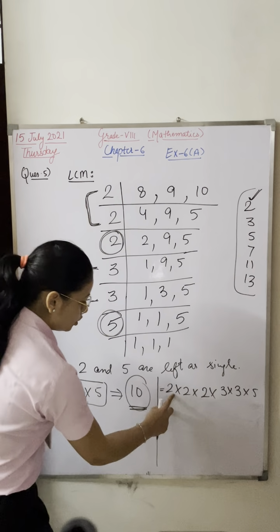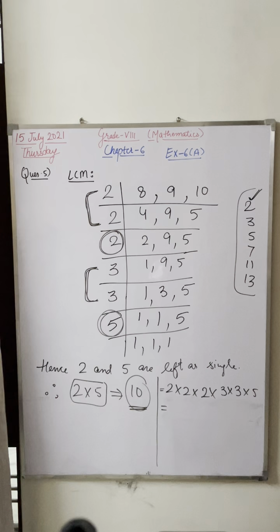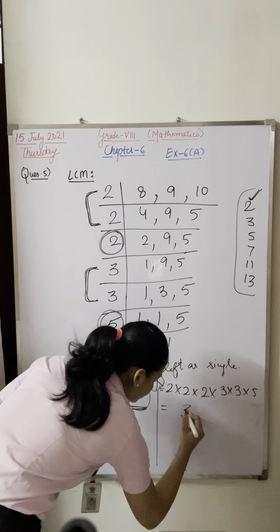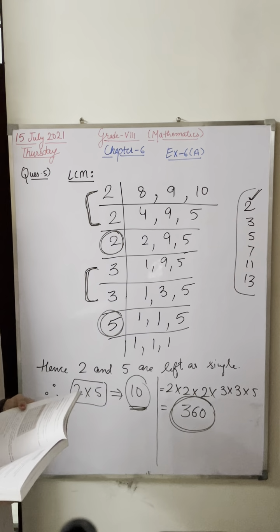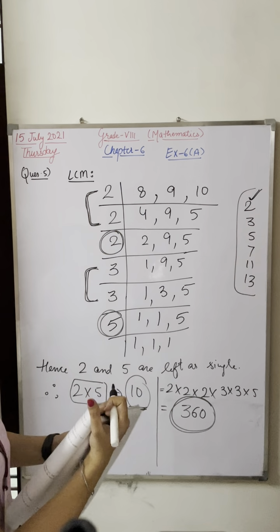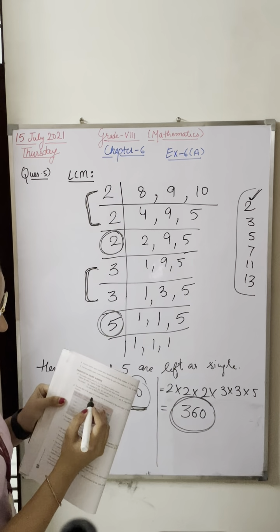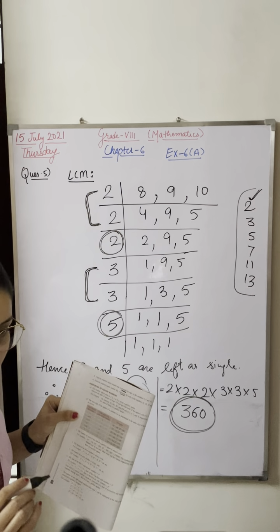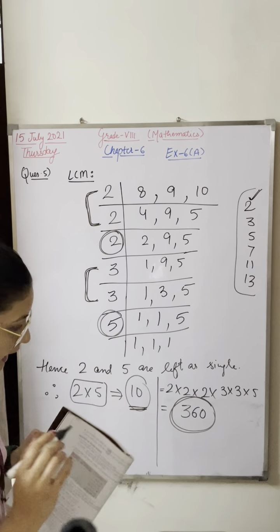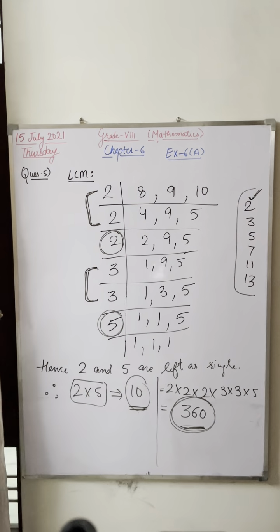Swayam, very good. 2 2s are 4, 2s are 8, 8 3s are 24, 24 into 5 3s are 15. 24 into 15 will be equal to 360. Now the question is, find the smallest number that is divisible by each of these numbers. In these two questions, 5th and 6th, the number is given to you as divisible. Here, what do you have to do with this 10 and this 360? Will you go for the multiplication or the division?